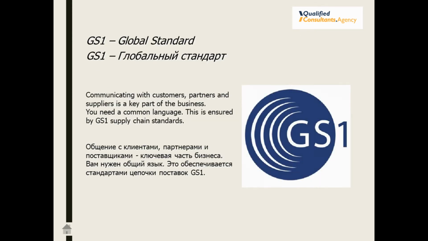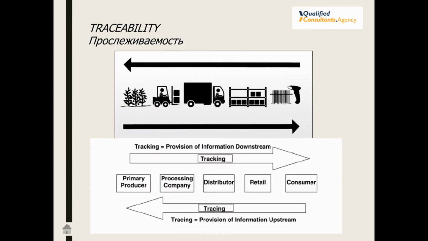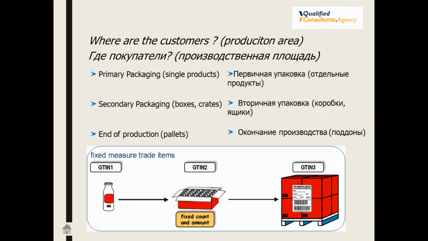GS1. GS1 Global Standard. Communicating with customers, partners and suppliers is a key part of the business. You need a common language, and this is ensured by GS1 supply chain standards. Traceability. Traceability is a way to track the flow of information during the full supply chain process using unique data from labels on products.